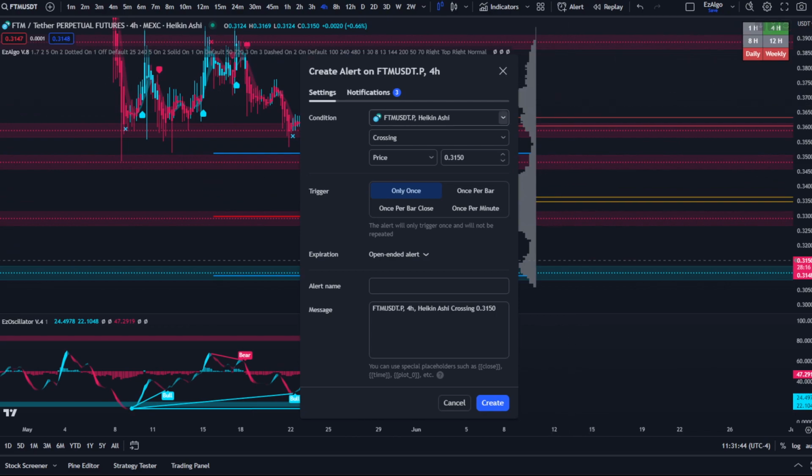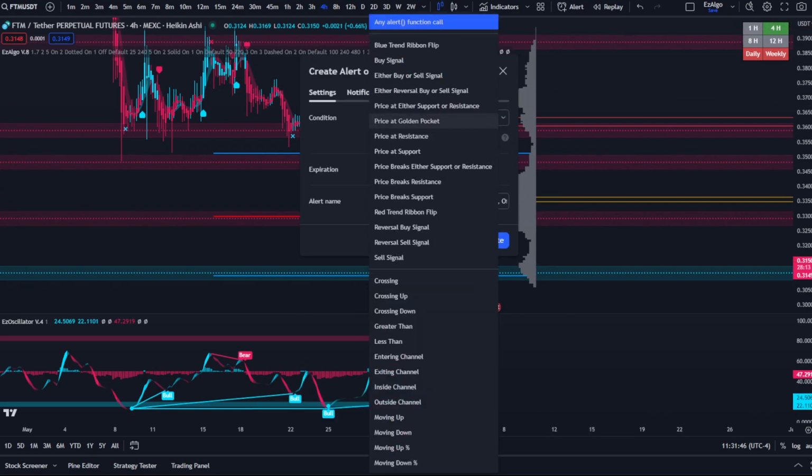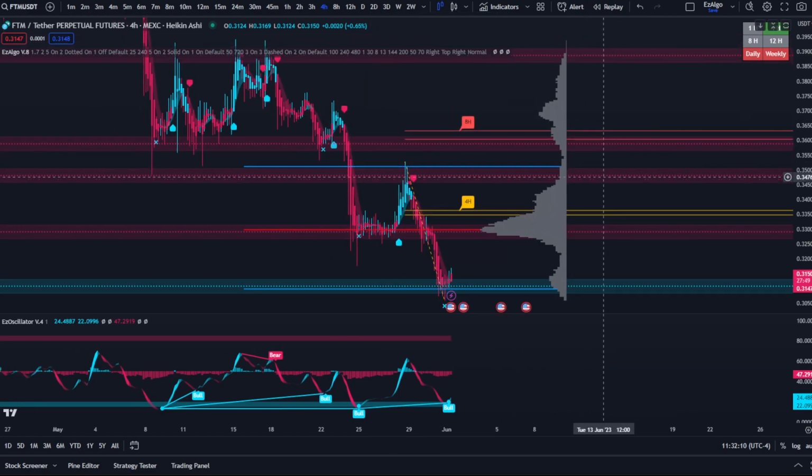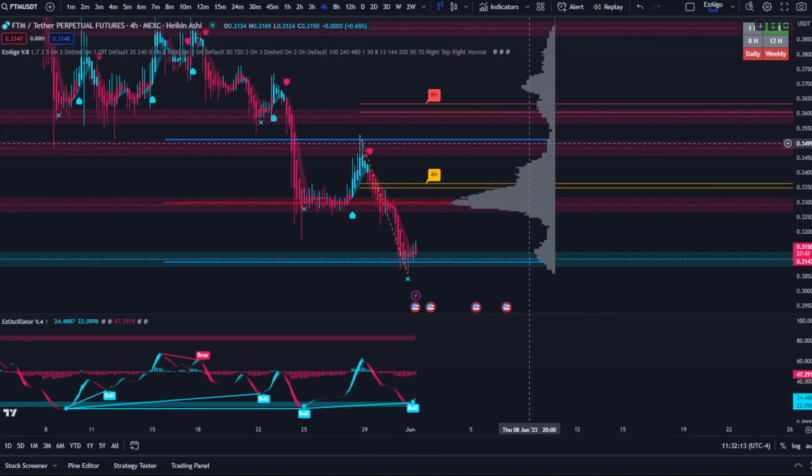Now, if we go into the alerts, you can see that we have a ton of alerts for the new V8. We have the blue and red trend ribbon flip, the buy or sell signals, the reversal buy or sell signals, price at support or resistance, price at the golden pocket, etc. So we've incorporated a ton of alerts here. For the golden pocket, if you want to set alerts, you will get alerted when price reaches the golden pocket on your chart currently.